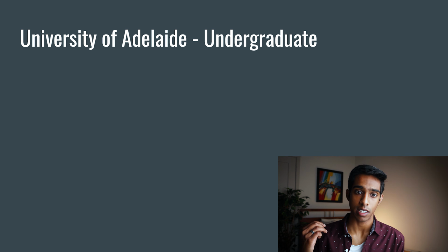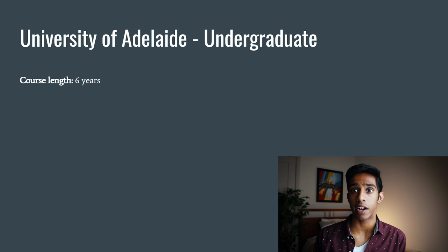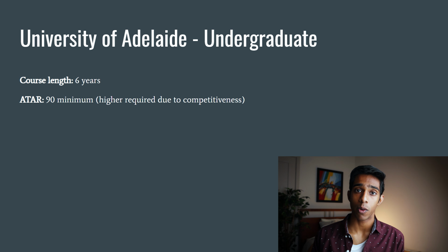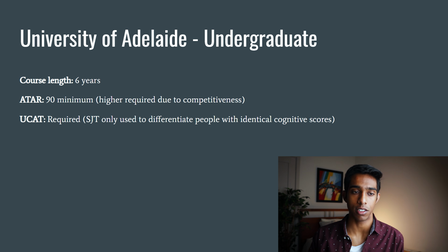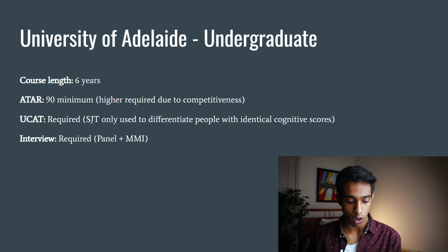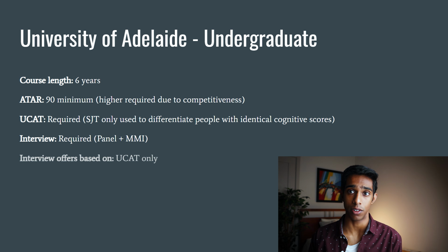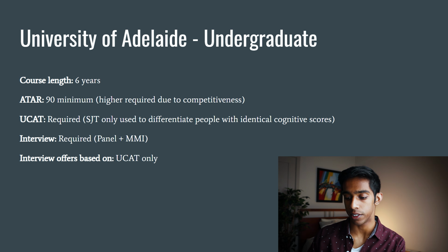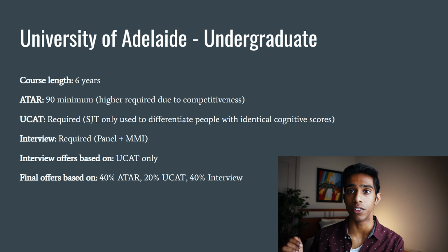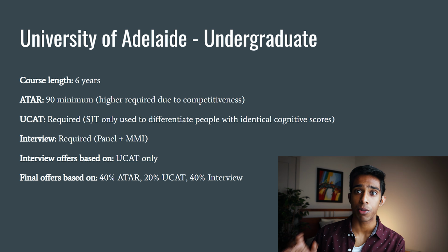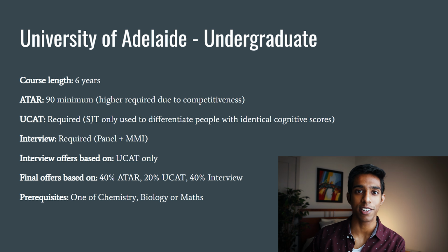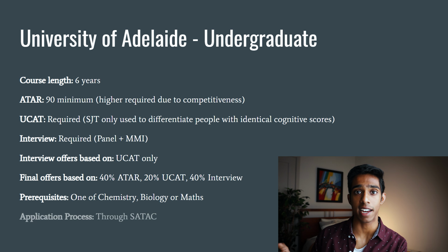The length of this course is 6 years, and the ATAR required is a 90 minimum. You are required to have a UCAT, and you are required to do an interview as well, and your interview offers are based on your UCAT only. However, when it comes to your final offers, the weighting is 40% on your ATAR, 20% on your UCAT, and 40% on your interview. The prerequisites for this university are a bit interesting because you need 1 of chemistry, biology, or maths, and the application process is through SATAC.